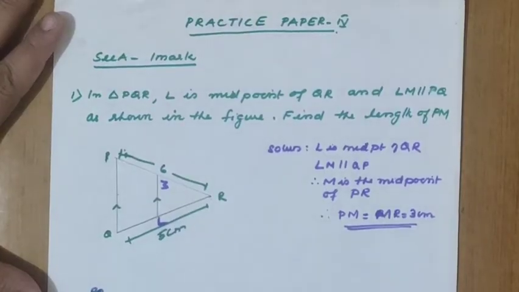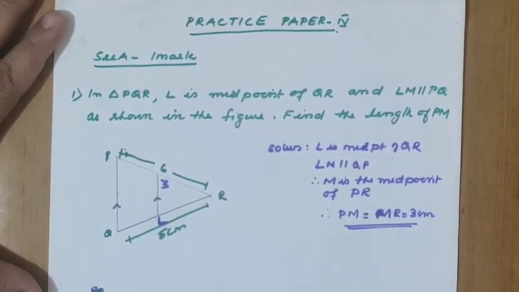Children, we have completed practice paper 3. Now we have to start practice paper 4. Section A, as you know, carries 1 mark. First question: In triangle PQR, L is the midpoint of QR and LM is parallel to PQ as shown in the figure. Find the length of PM.